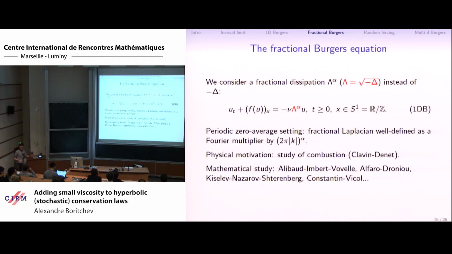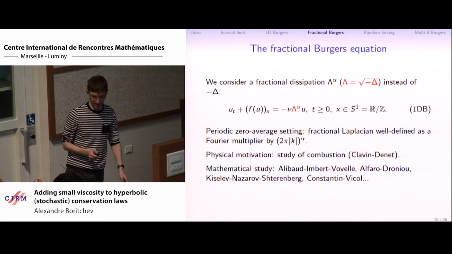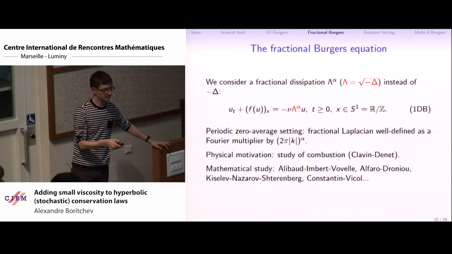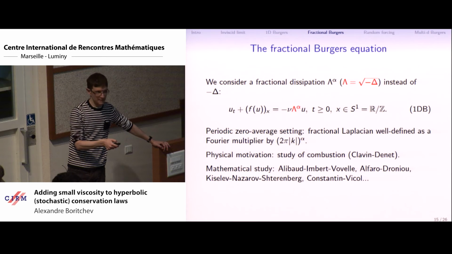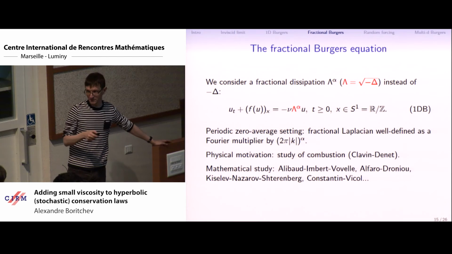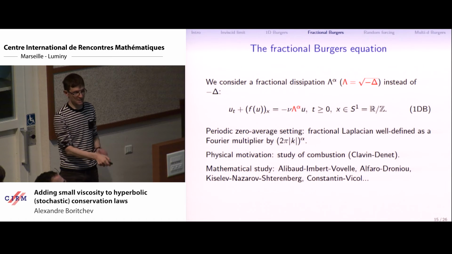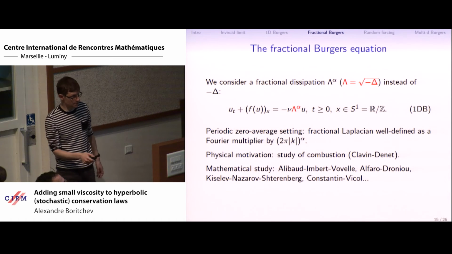So the case we considered before is alpha equals 2. As I said before, this is the setting where the fractional Laplacian is a very nice operator. You have no boundary. It's a usual Fourier multiplier, which is, of course, non-local in the physical space. And the physical motivation behind it, at least the one I know of, is the study of combustion by two people here in Marseille, Clavin and Denet. And this is something which has been studied mathematically starting from 15 years ago.